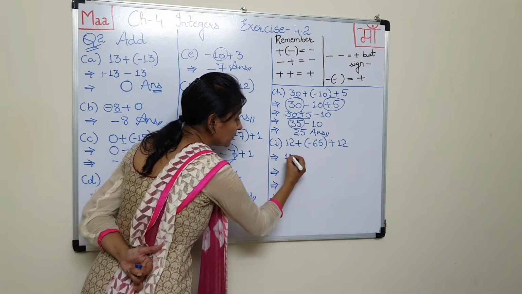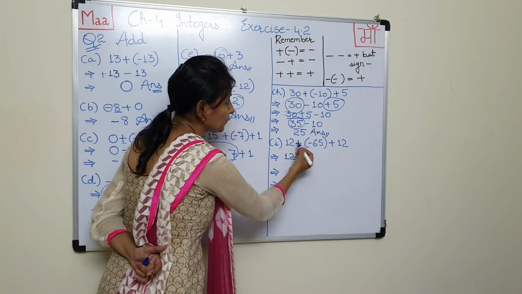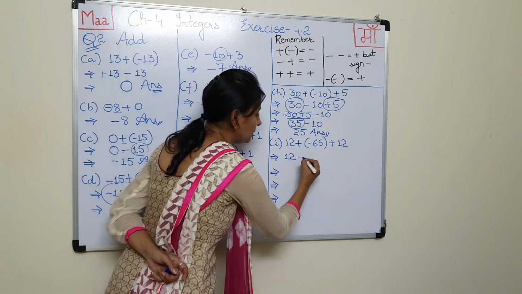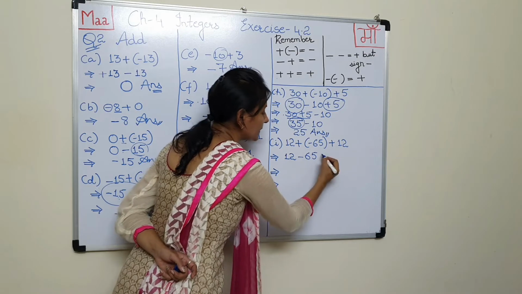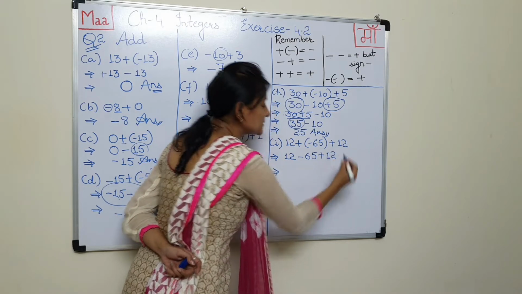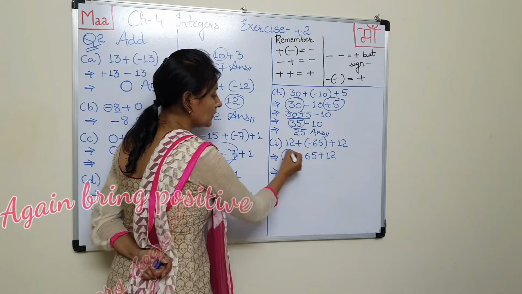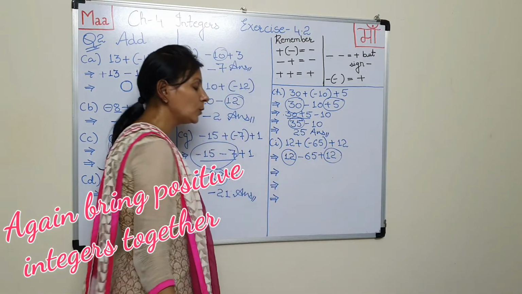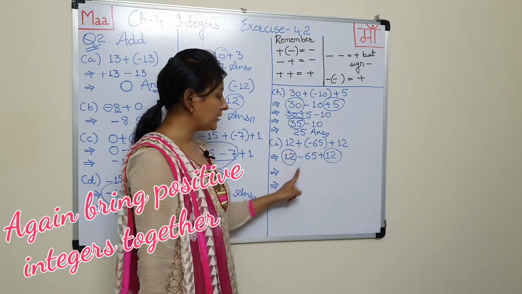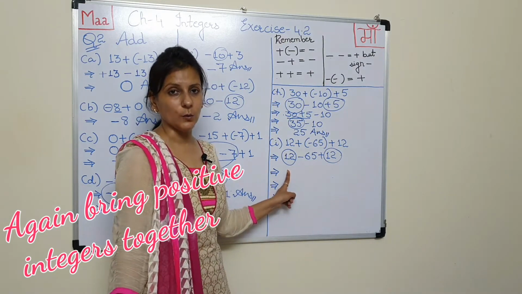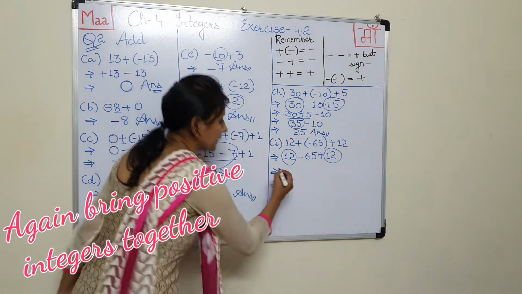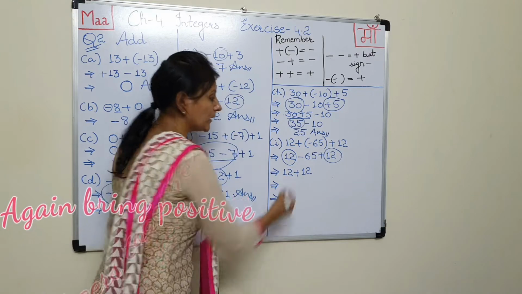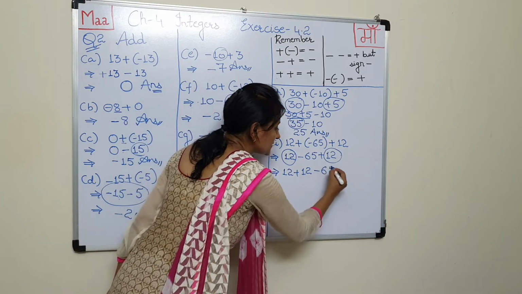Here first of all you will write 12. Now open this bracket, positive outside the bracket and negative inside the bracket. So plus minus will give you minus 65, then plus 12. Here also again you see 12 is having no sign, that means positive. This 12 is also with positive sign. So we will bring these two 12 together, okay, because both are with positive sign. So write down it together, plus 12 plus 12, okay. Then you write this minus 65.